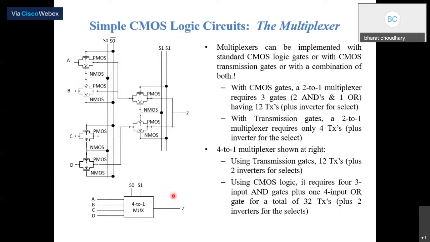So this is the fundamental operation of the 4x1 multiplexer, where we are using 12 transmission gates and 2 inverters for select lines.